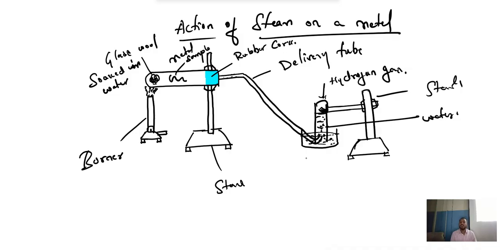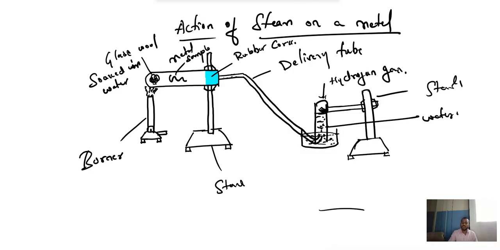So this gas reacts with the steam. Means once we burn this, it produces steam. This steam will combine with the metal sample, metal piece. Once both react with each other, the gas is liberated. Now this gas is hydrogen gas. This hydrogen gas is collected in the opposite test tube. So this is the action of steam on a metal. Any doubts? So we have concluded 3 diagrams.